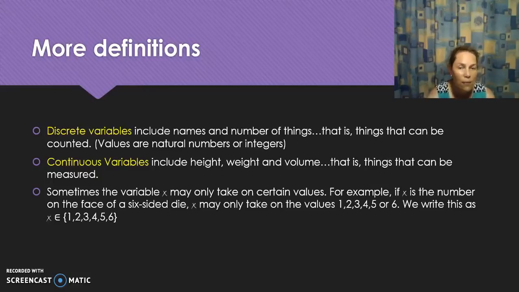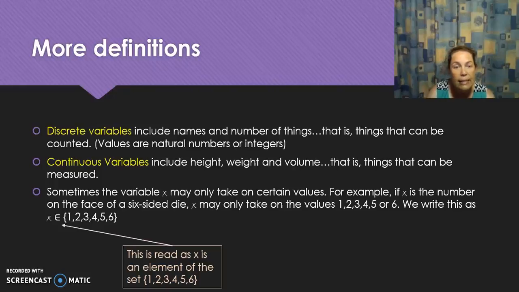Now, sometimes the variable x may only take on certain values. For example, if x is the number on the face of a six-sided die, x may only take on the values 1, 2, 3, 4, 5, or 6, because there's no 8 or 12 on a six-sided die. So we write this in this mathematical way. x ∈ {1, 2, 3, 4, 5, 6}. It's actually read as x is an element of the set 1, 2, 3, 4, 5, 6.